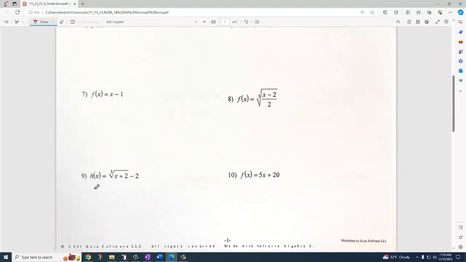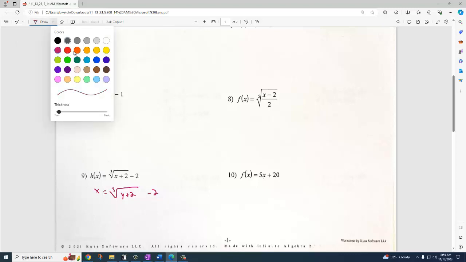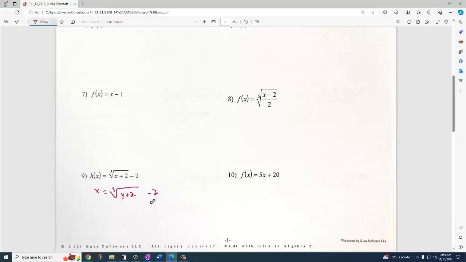Right here. First thing I'm going to do is change it to x equals cube root of y plus 2 and then a minus 2 on the outside. First thing I'm going to do is start peeling layers away by adding this outside 2. I get x plus 2 equals the cube root of y plus 2.